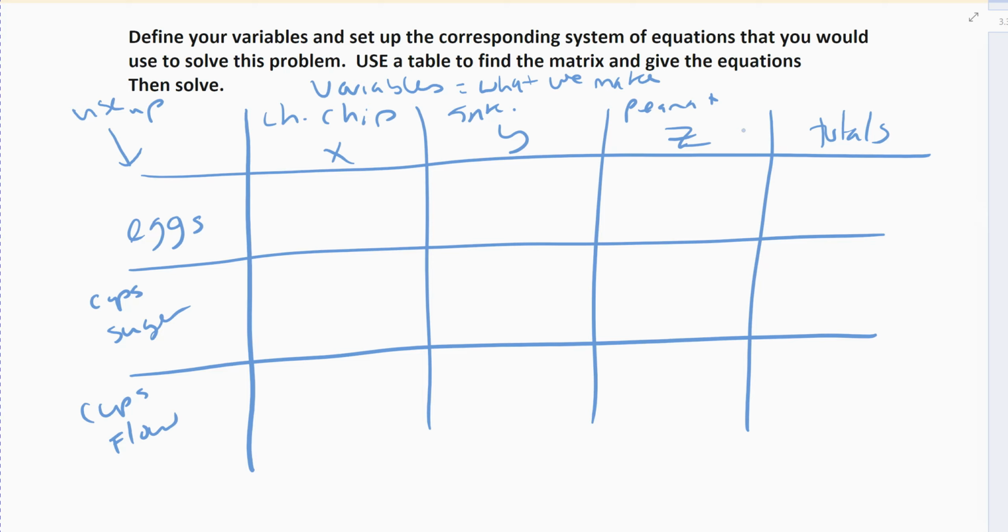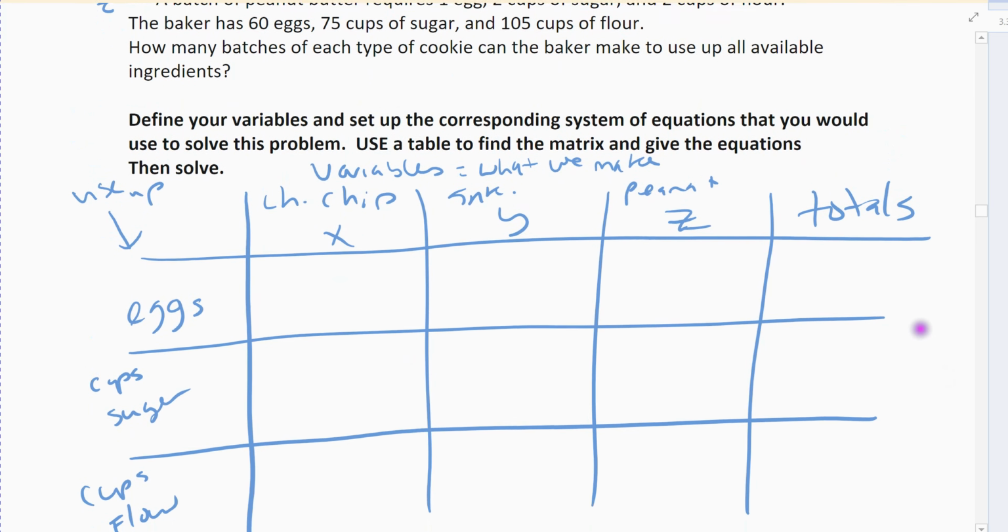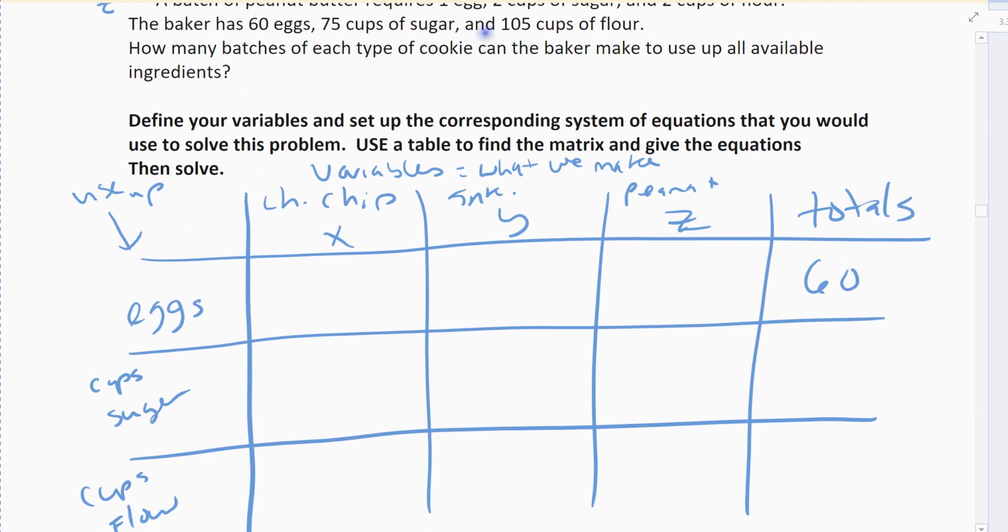I'm going to put my totals in first. I have a total number of eggs. That's my last column. So eggs, I had 60 total to use. Cups of sugar, I had 75 total to use. And cups of flour, I have 105. While I'm making my batches, I'm going to use up my 60 eggs, my 75 cups of sugar, and my 105 cups of flour.